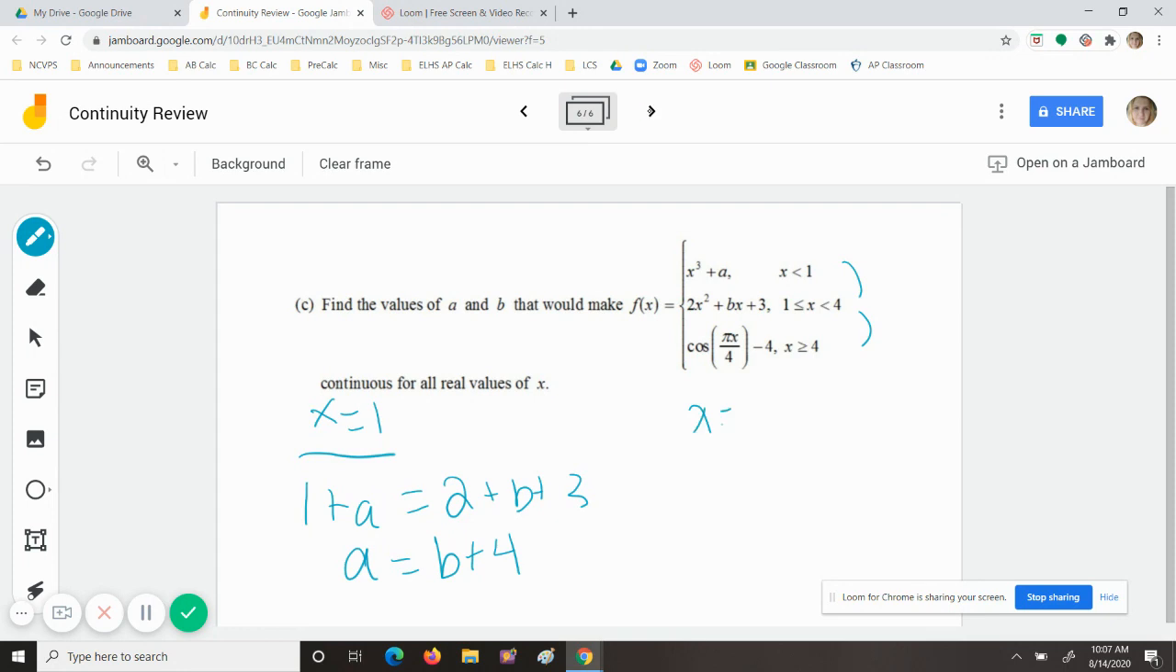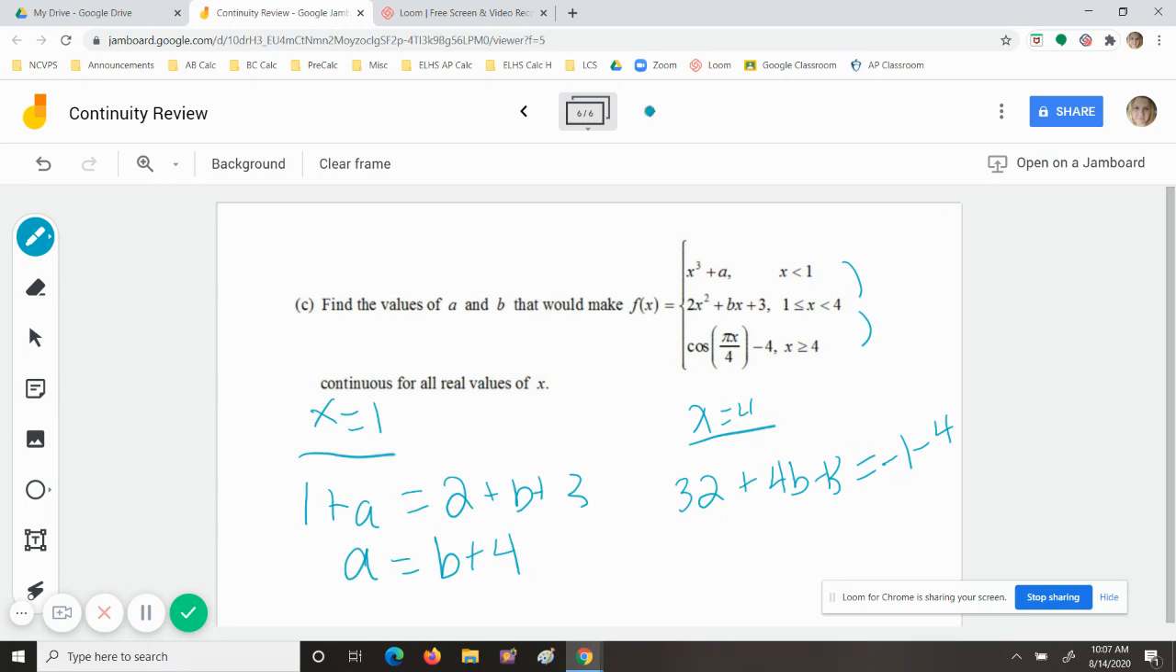All right, let's check at x equals 4. If we plug in 4, we have 2 times 4 squared, so 2 times 16 is 32, plus b times x, so plus 4b, plus 3. That's the limit from the left of 4. Now limit from the right, we're looking at this bottom equation. Cosine of pi x over 4, so cosine of 4 pi over 4 is cosine of pi, which is -1, and then minus 4. So let's just do a little bit of cleaning up here.